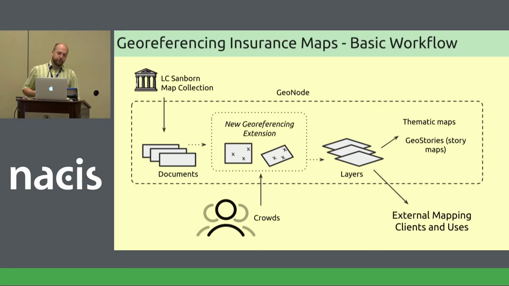Going back to this slide from before, but kind of augmenting it, in this case, the Library of Congress Sanborn Map Collection is up there on the left, and then the documents are coming in. What we have is GeoNode as this georeferencing platform, and they come in as documents in the content management system. Then the crowds would use this extension I've built that kind of fits in the middle to turn the documents into layers in the system.